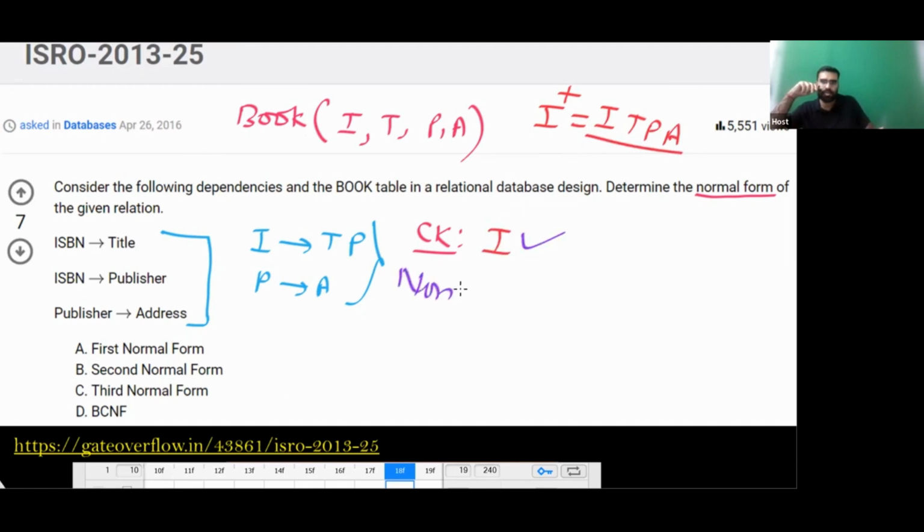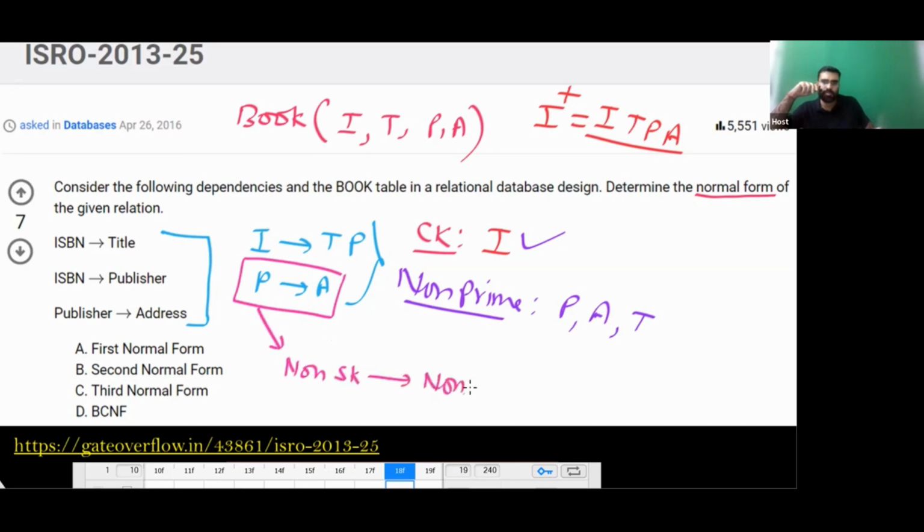So what are the non-prime attributes? P is a non-prime attribute, A is a non-prime attribute, T is a non-prime attribute. Now you can clearly see, first of all, look at this. Can I say here what is happening? P is not a super key, right? Non-super key is determining non-prime attribute. Yes or no? P is not a super key.